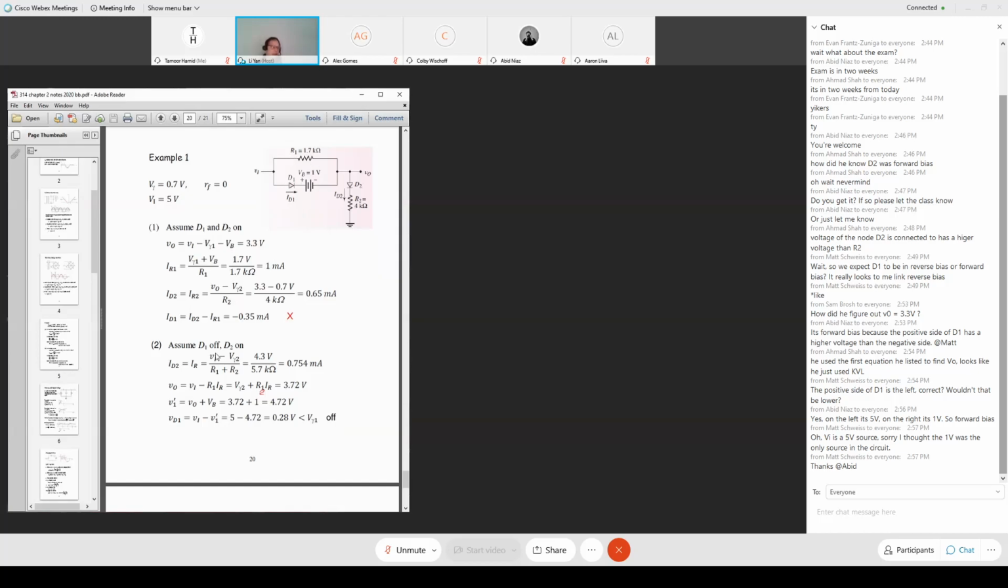So this voltage, VI minus V gamma 2, divided by the total resistance R1 plus R2, gives this amount of current. This is 5 volts minus 0.7 is 4.3 volts. Divide by the total resistance, 4 kilo ohm plus 1.7 is 5.7 kilo ohm. The number we end up with is 0.754 milliamps. That's this current.